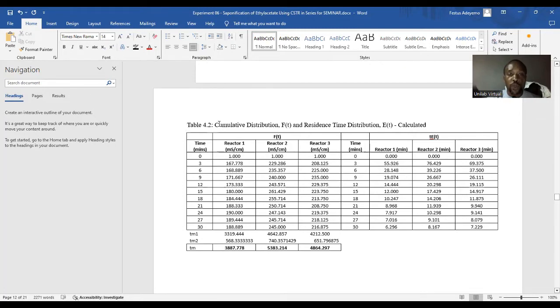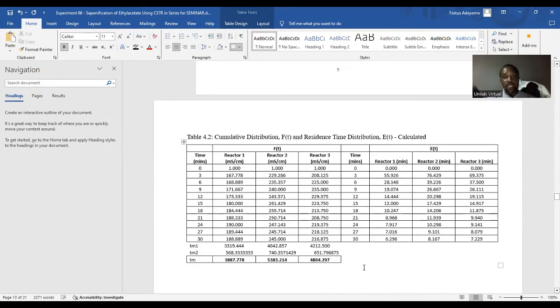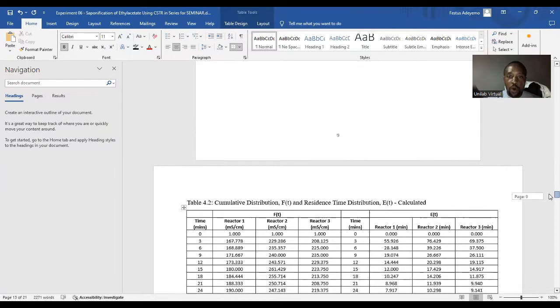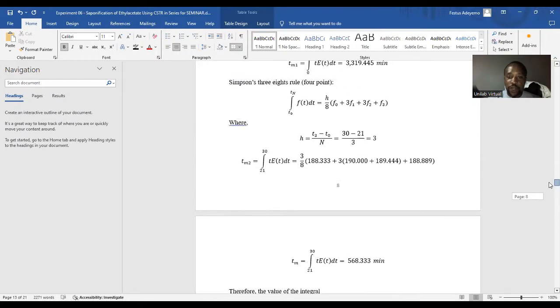This is table 4.2, cumulative distribution F of t and residence time distribution E of t. We can see it here. This is our Tm1 and Tm2, which sum up to give us Tm for reactor 1, reactor 2, and reactor 3. And then we can see the values for the F of t and the E of t. The values that we use for the t times E of t is F of t, owing to the fact that our t times E of t is the same as F of t.